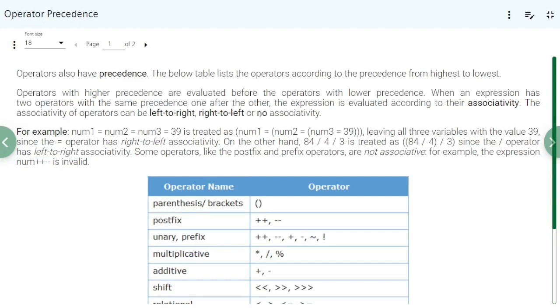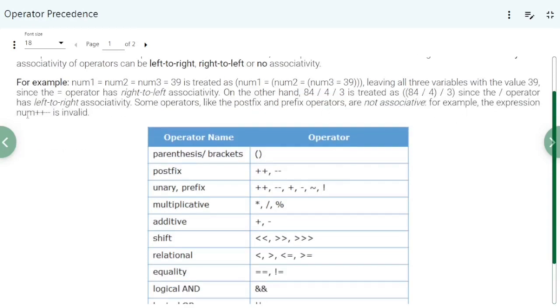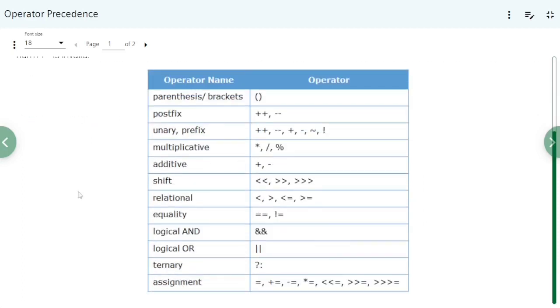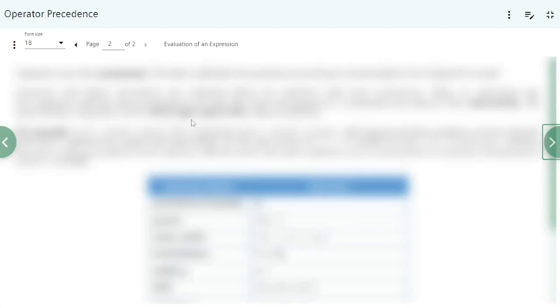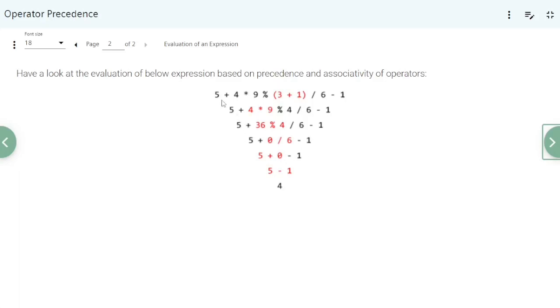And what about no associativity? For example, postfix and prefix operators are those operators which do not have any associativity. So if you write something like num plus plus and minus minus, you are going to get an error. You can't do this. This is invalid. So let's just take an example here. So what about this expression here? How do you think this is going to get solved?